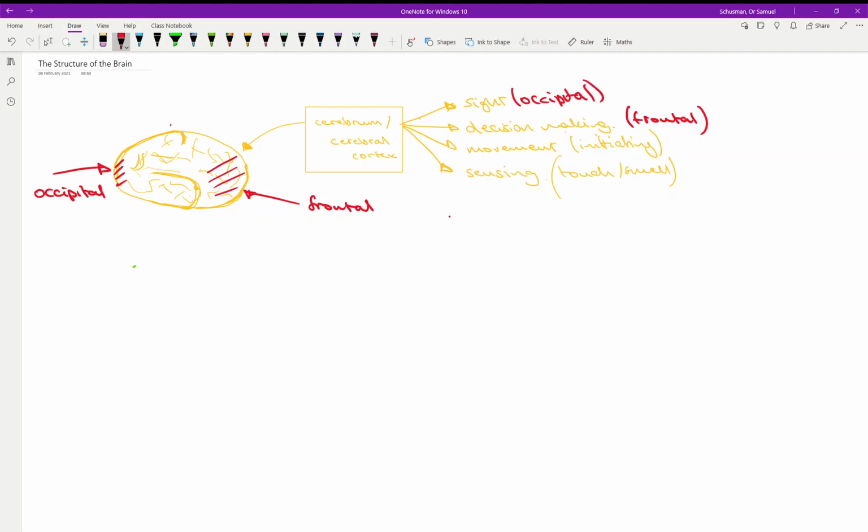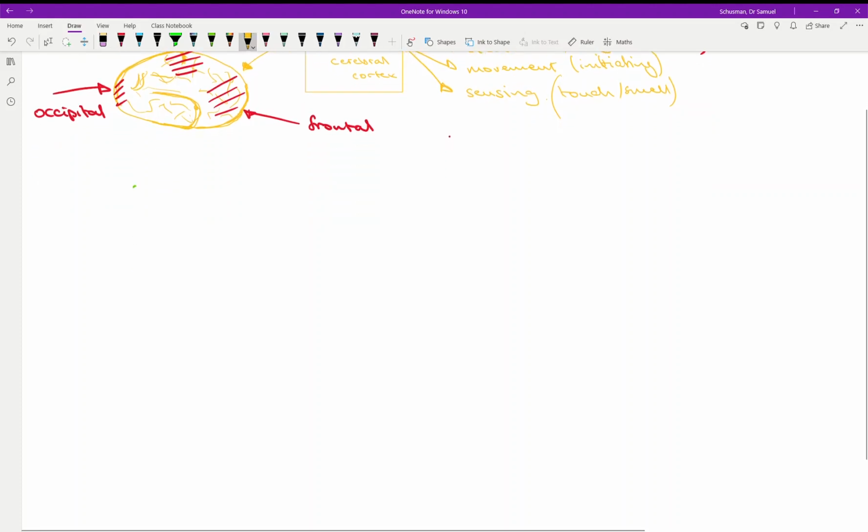And finally, your movement and your senses are at either side of that little line. So we've got movement and senses here and here. But that is not all that the brain is. The brain also has other parts, and you need to know a few of them.